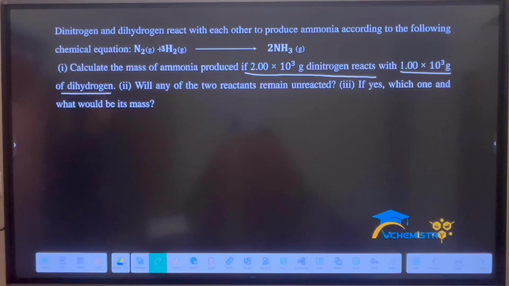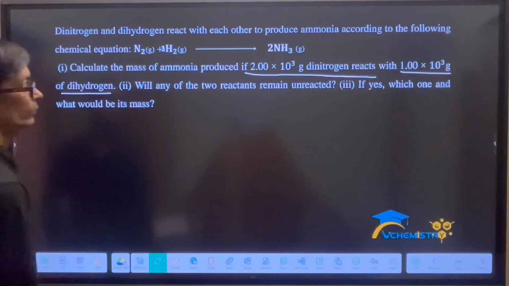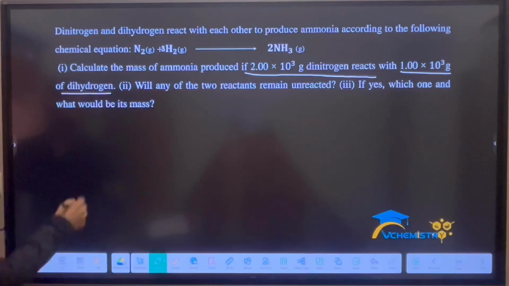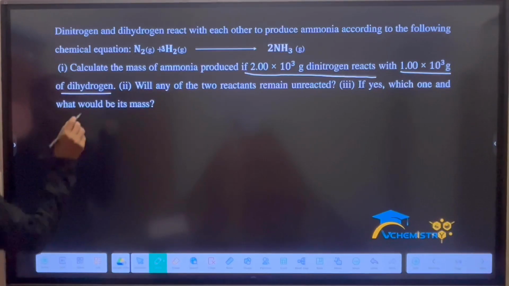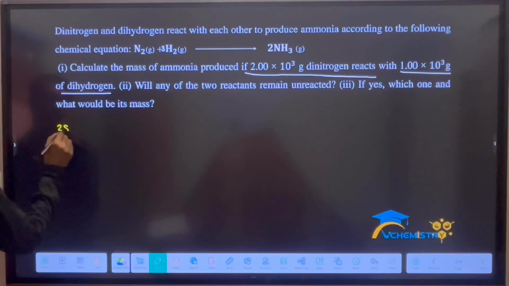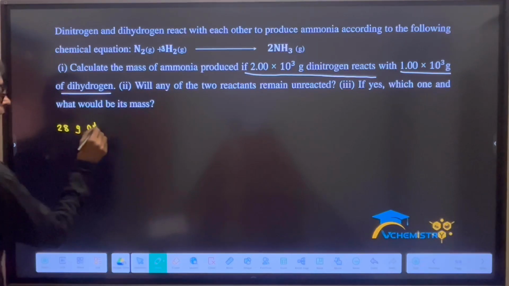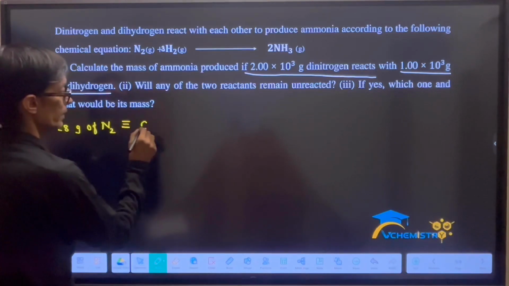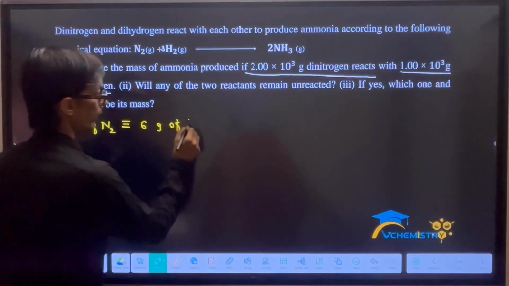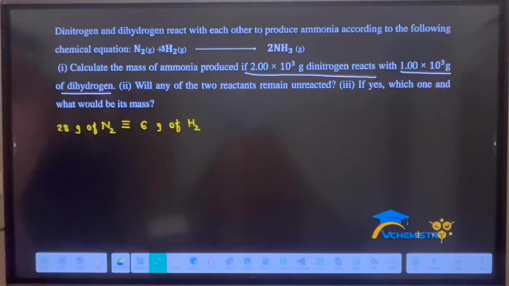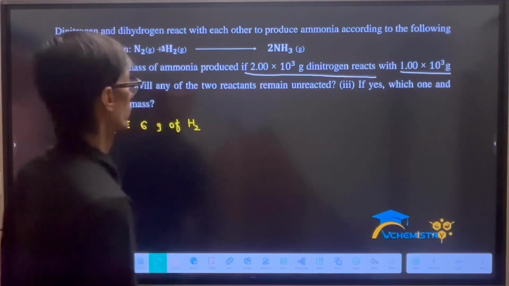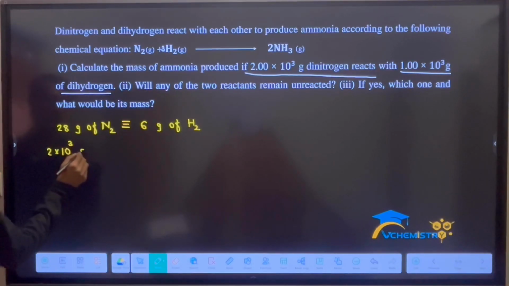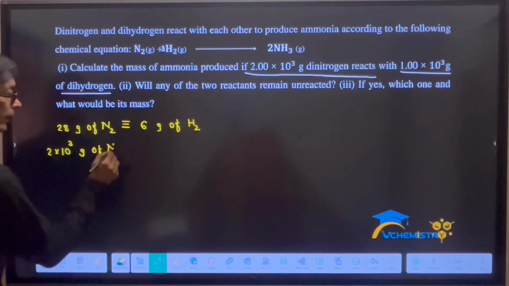Once again, the amounts of both reactants are given. So first of all, we will find the limiting reagent. See, the ideal statement according to gram: 28 gram of nitrogen reacts with 6 gram of hydrogen. Now we have 2 into 10 raised to 3 gram of N2.